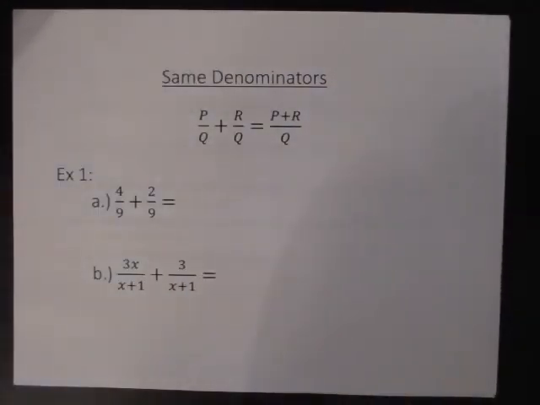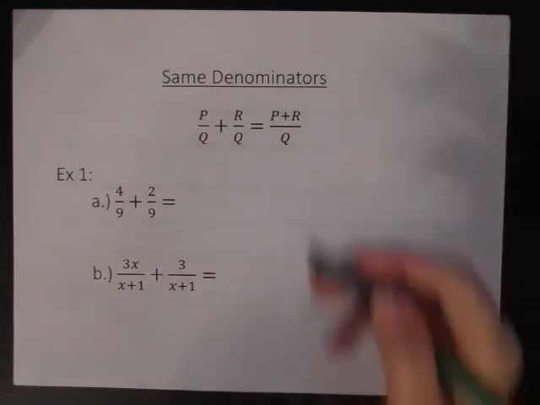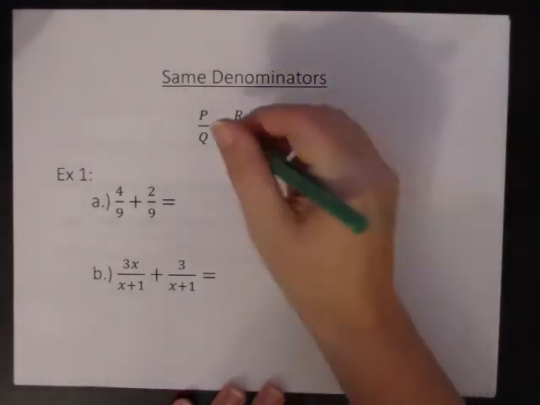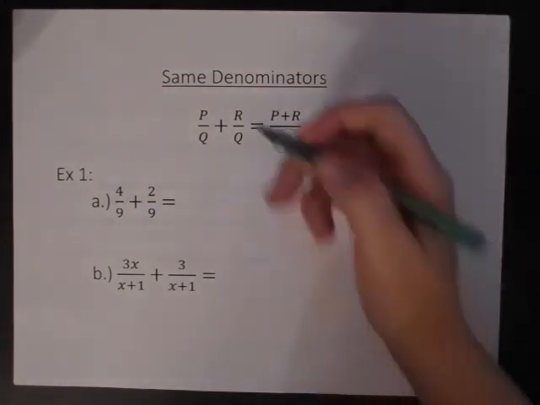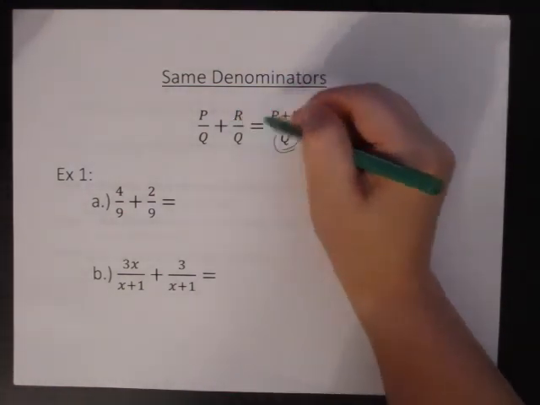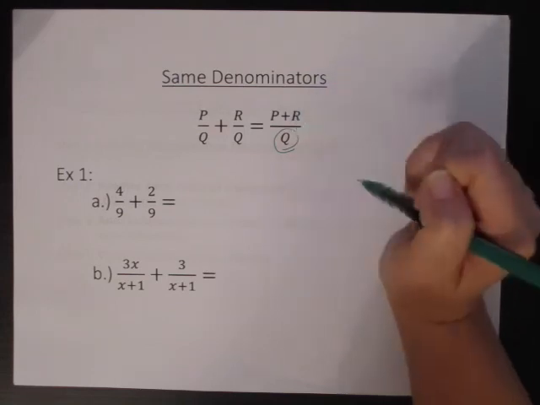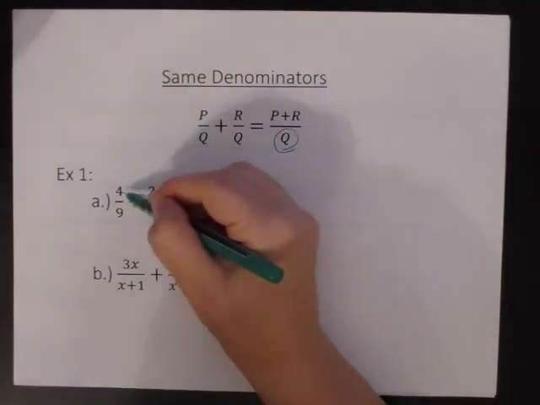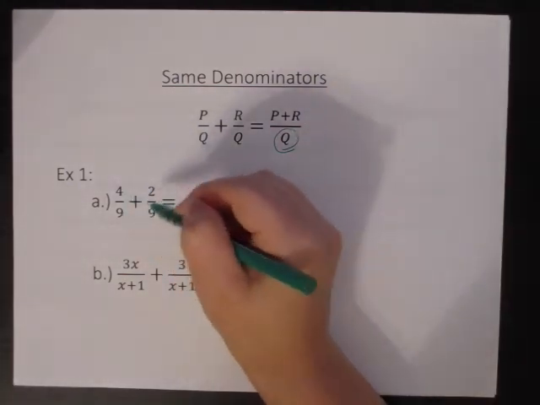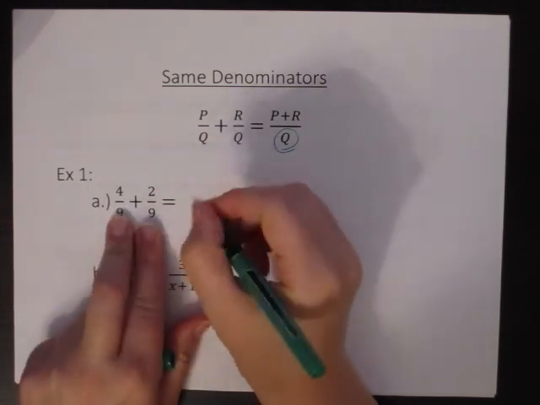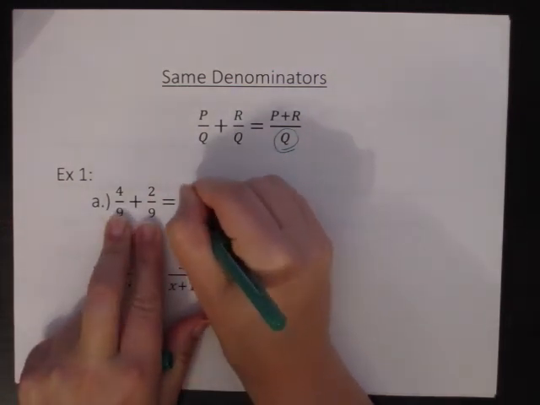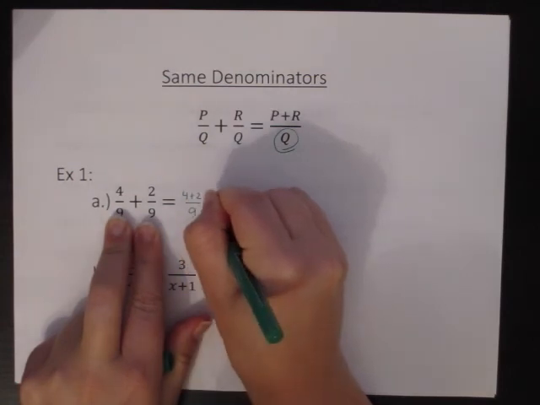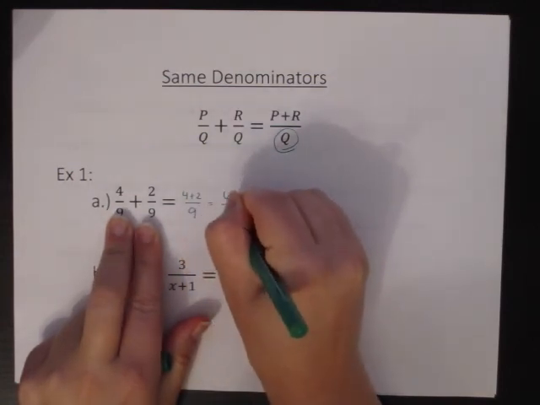Alright, when you have the same denominators and you're adding or subtracting rational expressions or fractions, all you do is keep the denominator and then add the numerators. So if you have p over q plus r over q, then you just go p plus r over q. To make that real, if I have 4 over 9 plus 2 over 9, my denominator is exactly the same, so I keep that 9, and then I go 4 plus 2. And 4 plus 2 would be 6 over 9.